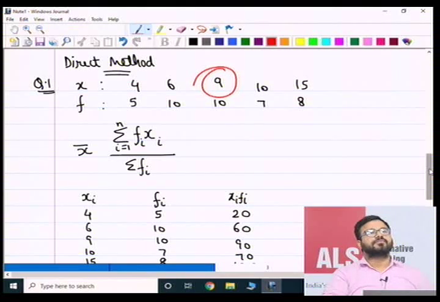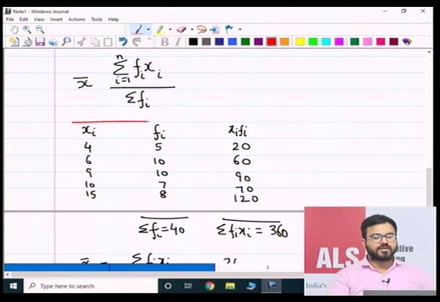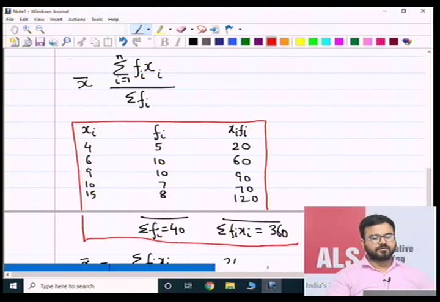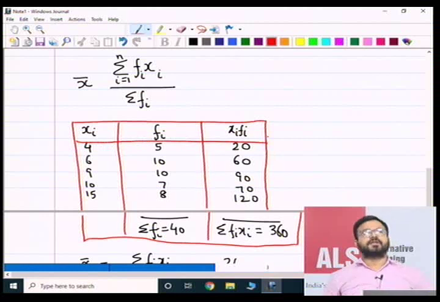Any doubt till now? Is this clear? This is a very basic calculation. While writing in the exam, don't forget to make a table. It should be in a table like this, and make sure you draw the table with the help of a pencil.